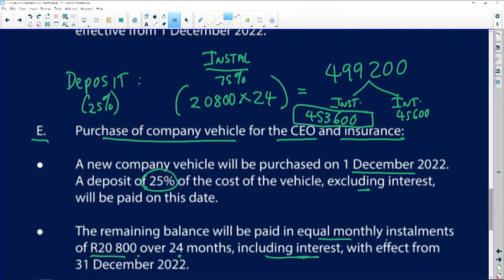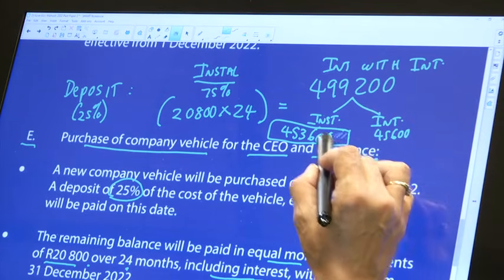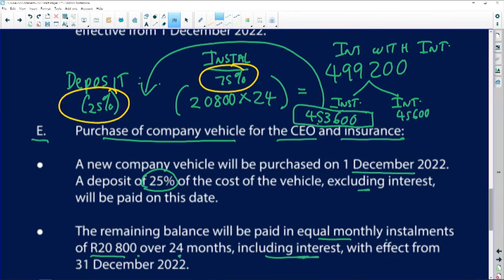We're almost there. Let's just take a few seconds. I calculated the installment with the interest, and then I've broken it down into the installment and the interest. Once I've got my installment amount, I'm taking this figure to work out the deposit. Remember, the installment makes up 75%.